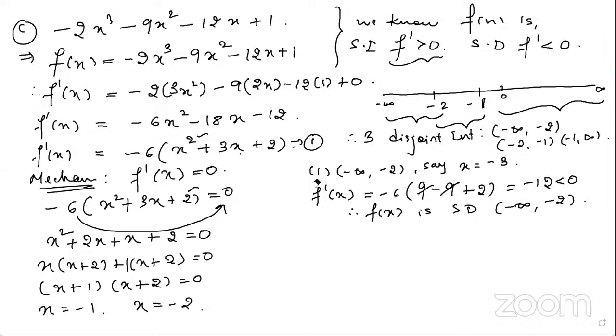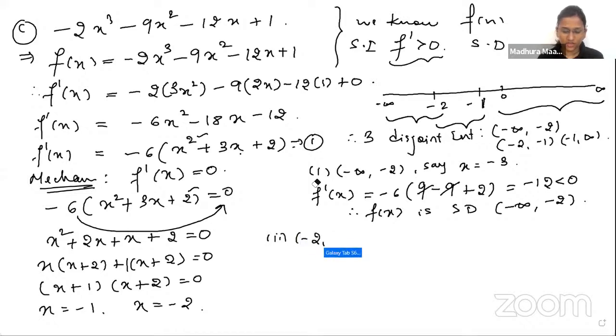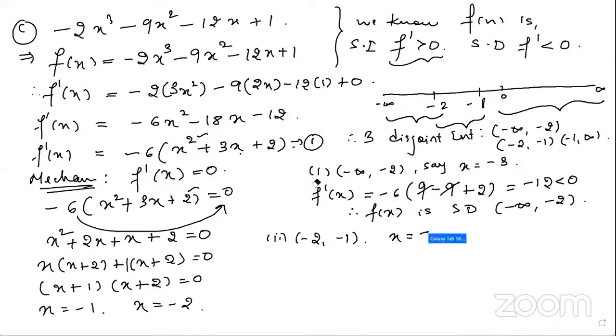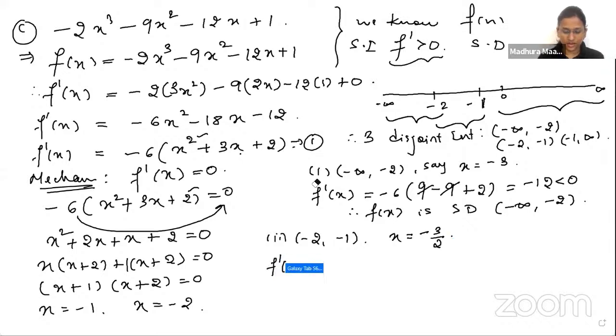Yes, ma'am. Second interval. The second interval, minus 2 to minus 1. Okay, what can we take here? Can we take minus 1.5? Yes, ma'am. Between 1 and 2 we can take 1.5. So minus 1.5 is nothing but minus 3 by 2. Correct? So now again you substitute in f dash.